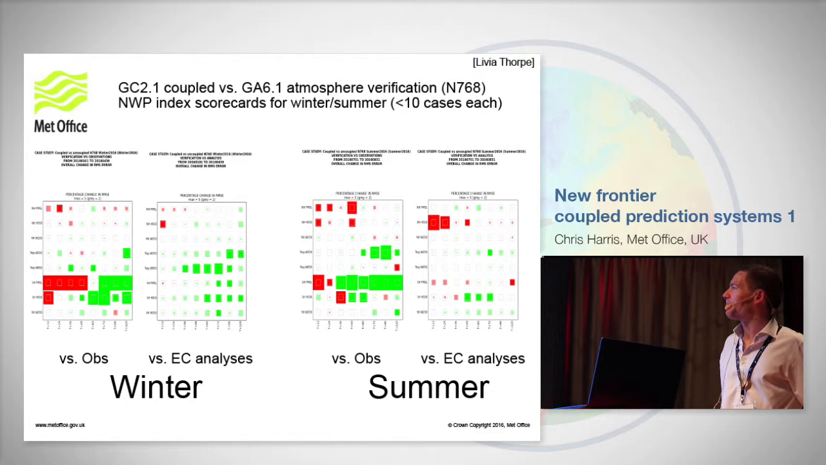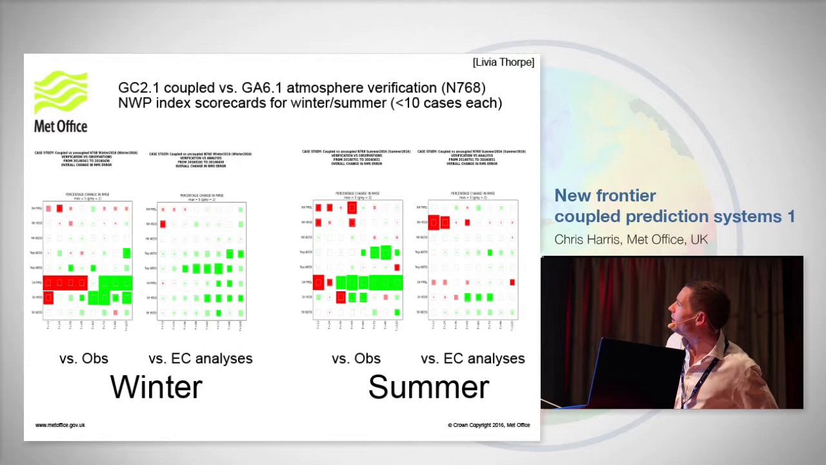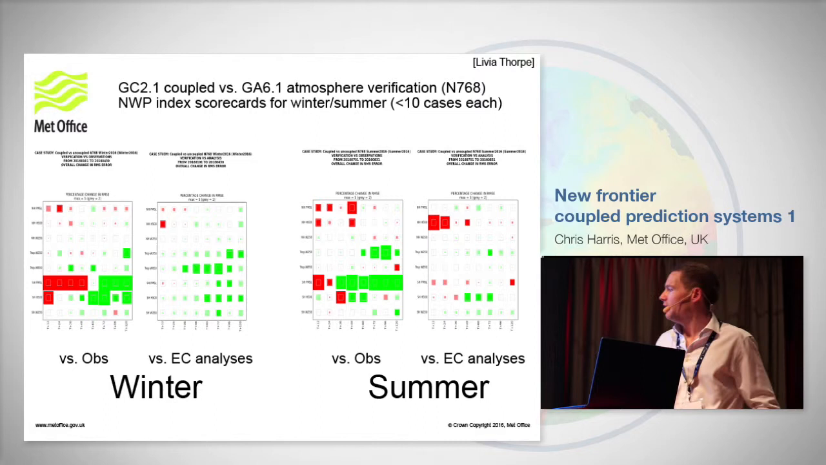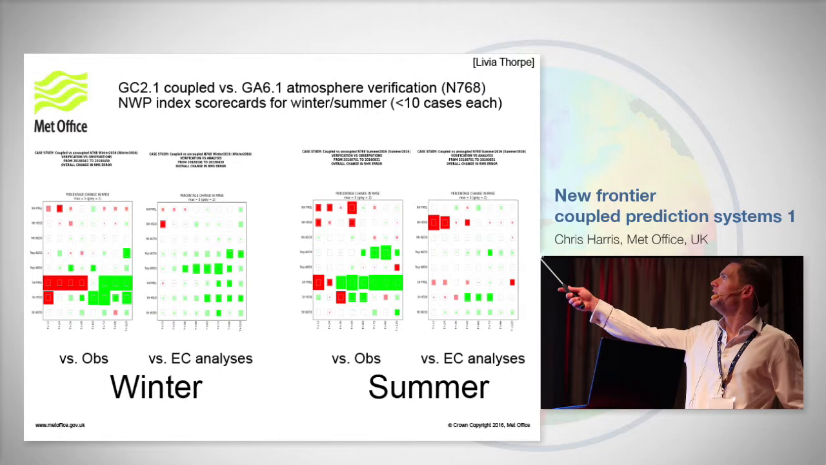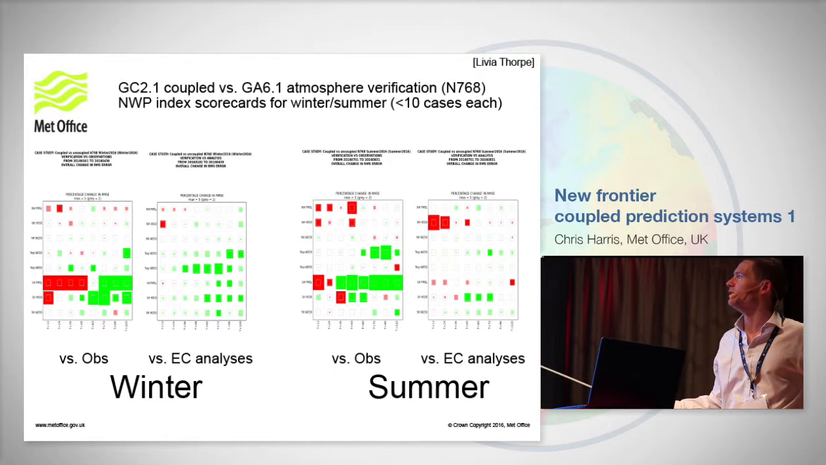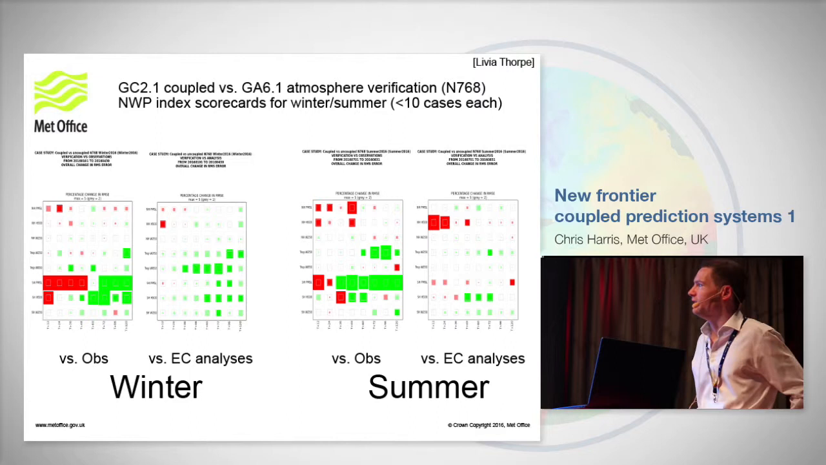And if you can just about make out these kind of grey boxes there, I think 3% differences in RMS errors. And there's comparisons both against observations and against EC analyses, which we often use for verifying as well. So in this case, it was a relatively small number of cases, slightly lower resolution atmosphere, so more like 17 kilometers rather than 10 kilometers, but comparing to a direct equivalent atmosphere system. And you see that in general, there's more green than red, and particularly, if you could see the detail, particularly in the tropical areas, you see significant improvements.